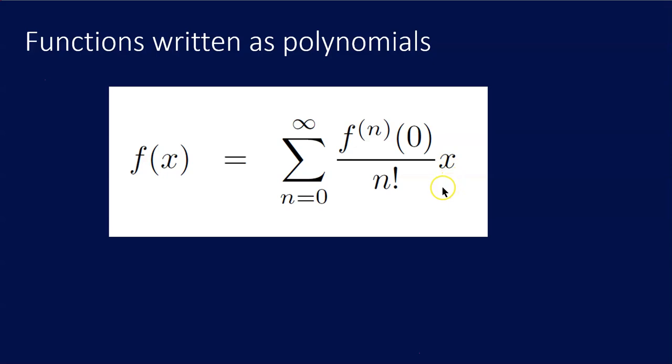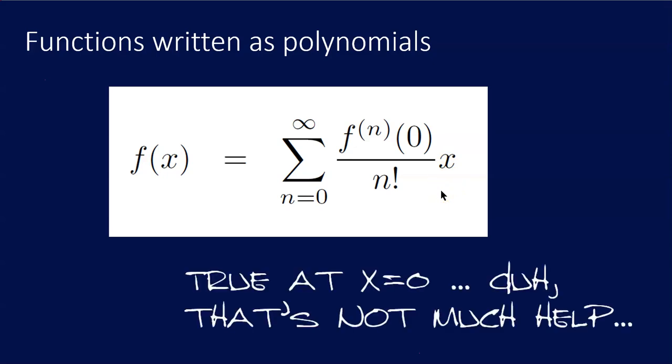times x to the n. Now, we know that this is true at 0, but that doesn't do me much good because we plugged it in. We forced it to be true at 0. I kind of want to know what interval it's true on. Like it's true at 0, but is it true at 0.5? Is it true at negative 0.5? We work on that more in the next video.